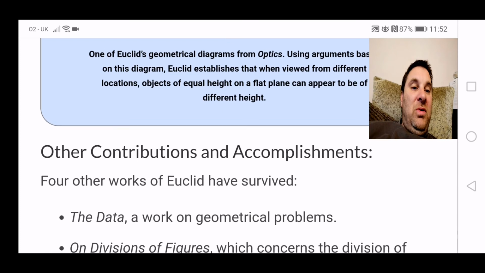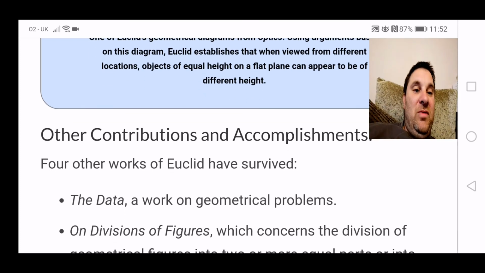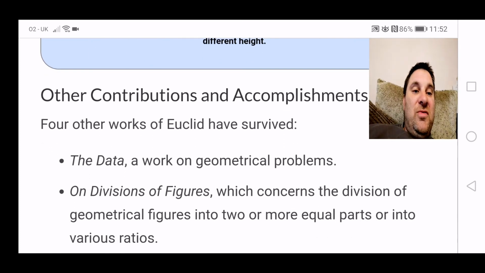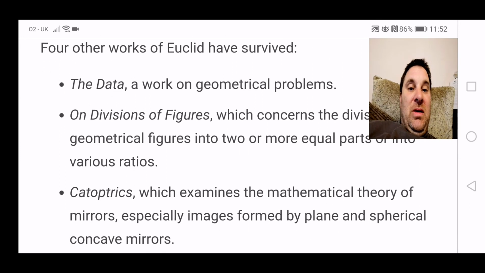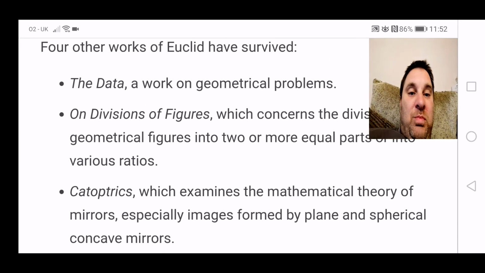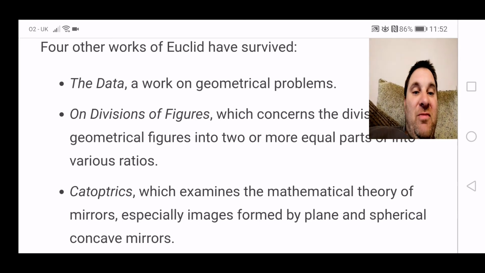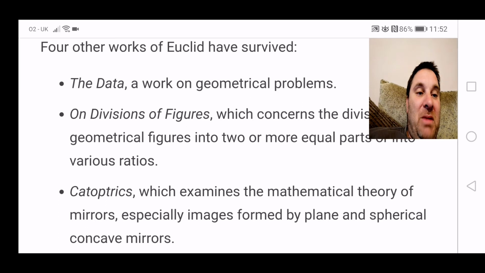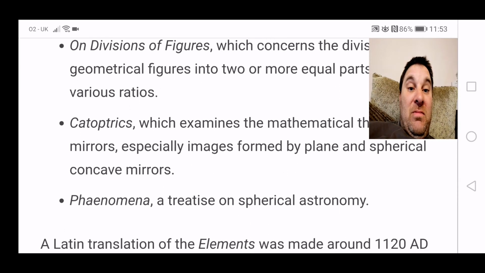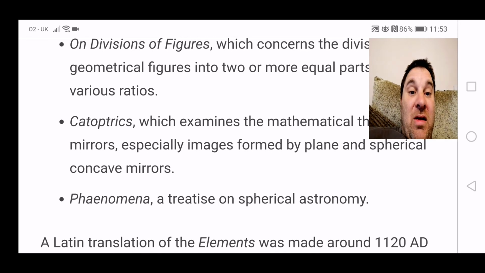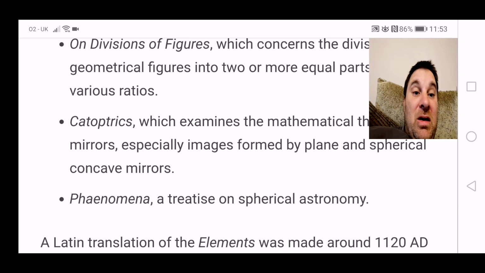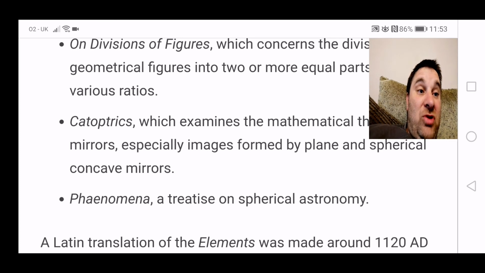4 other works of Euclid have survived: the Data, a work of geometrical problems; On Divisions of Figures, which concerns the division of geometrical figures into 2 or more equal parts or into various ratios; Catoptrics, which examines the mathematical theory of mirrors, especially images formed by plane and spherical concave mirrors; and Phenomena, a treatise on spherical astronomy.